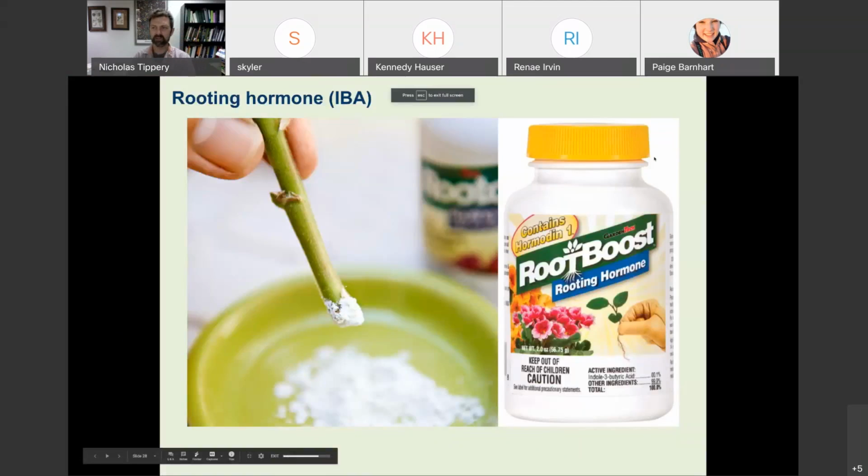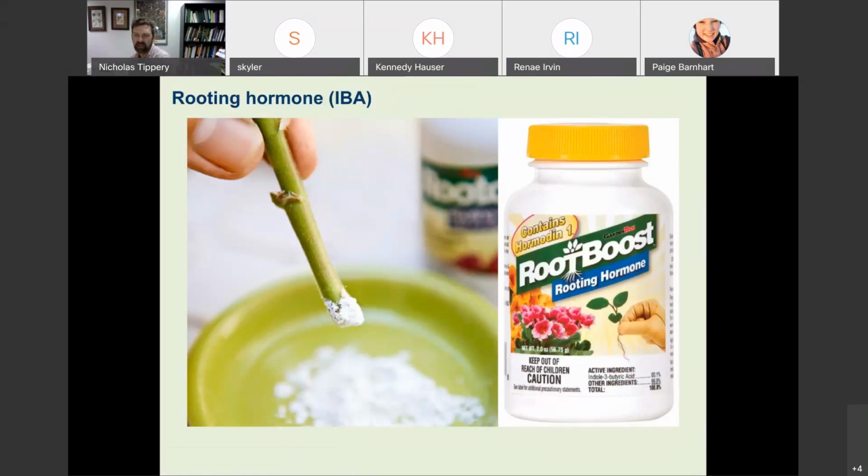So the auxin we mostly talked about is that IAA form. Another type of auxin is IBA. This is sold as a rooting hormone. I don't know if anybody's used rooting hormone before.